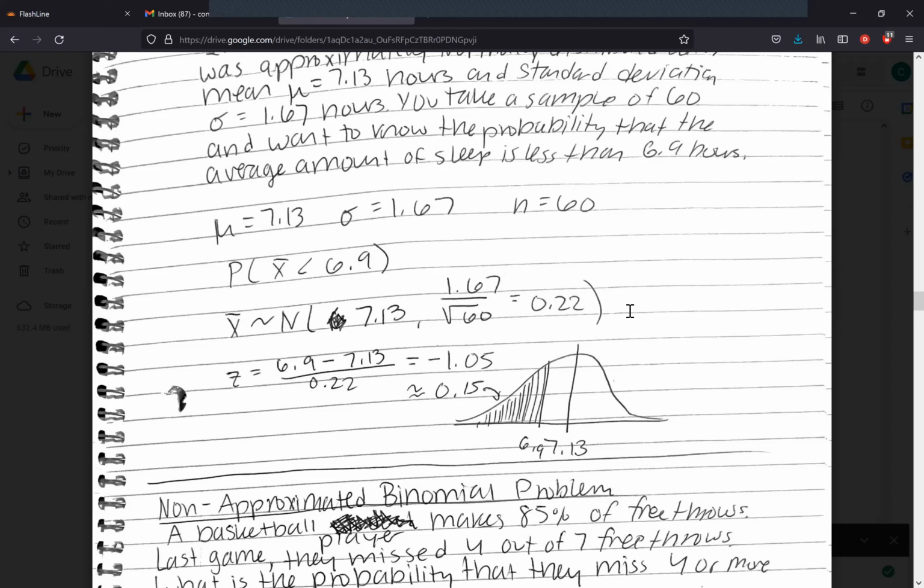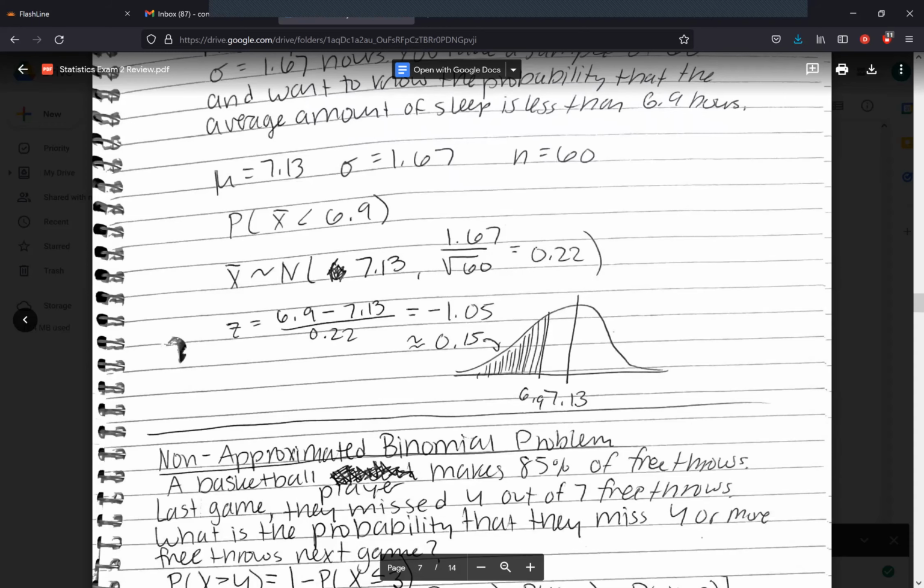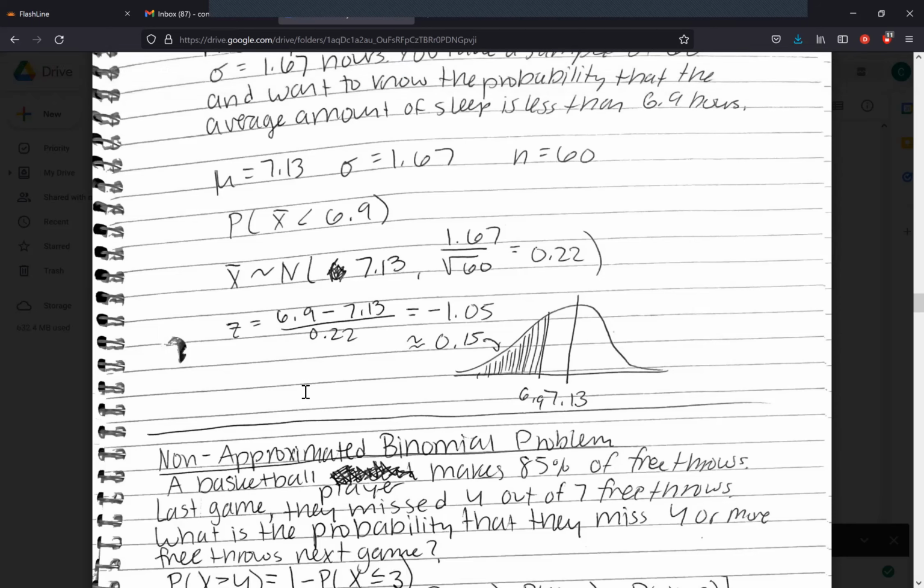Next, we should draw a picture to figure out what we're looking for. First you need to put the mean of the distribution, so that's 7.13. And we're looking for the probability of the average amount of sleep being less than 6.9 hours. So I've shaded that there.